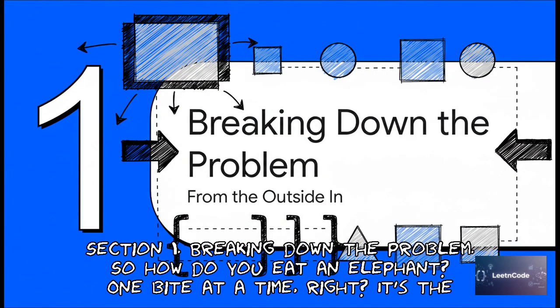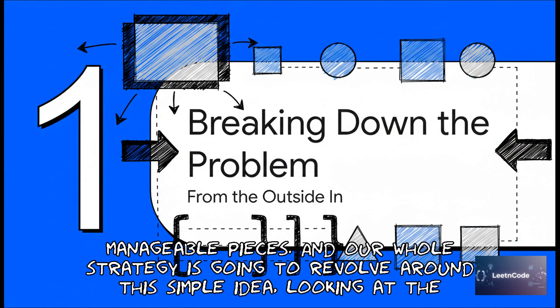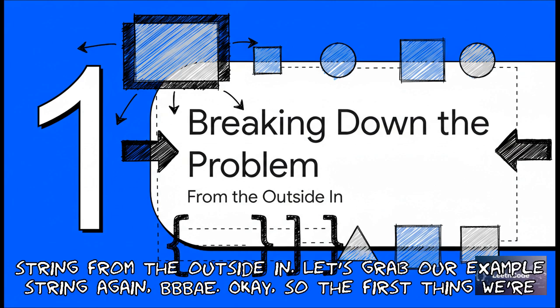Section 1. Breaking down the problem. So, how do you eat an elephant? One bite at a time, right? It's the same with these kinds of problems. The secret sauce is always breaking it down into smaller, way more manageable pieces. And our whole strategy is going to revolve around this simple idea: looking at the string from the outside in.